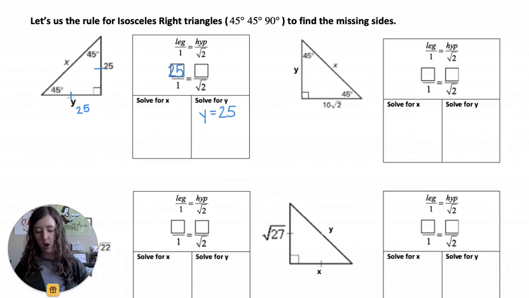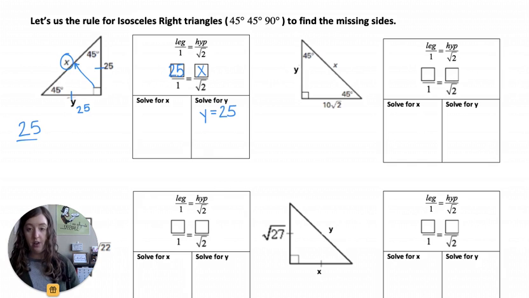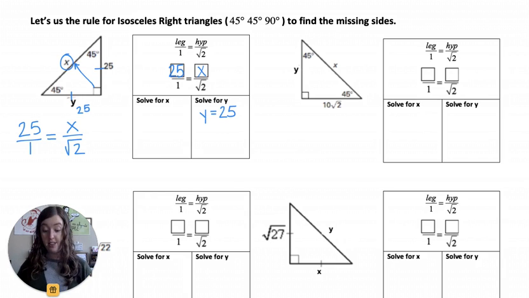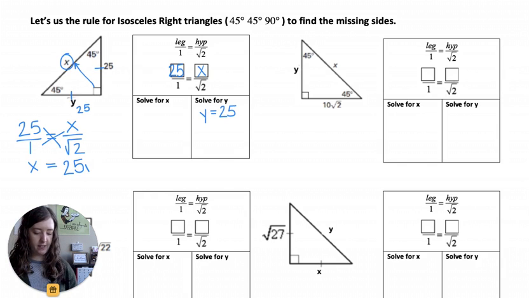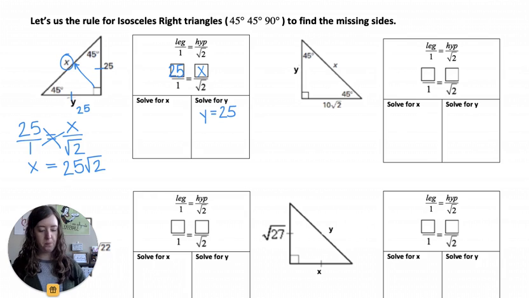My hypotenuse is always across from my right angle, so x is my hypotenuse. He'll go over the square root of 2. So let's solve for x. We have 25 over 1 equals x over the square root of 2. And then we'll cross multiply. 1 times x is x. 25 times the square root of 2. Since those aren't the same kind of numbers, one is a regular number, one is in a square root, we just put them right next to each other. 25 square root 2. So x equals 25 square root 2. Awesome.